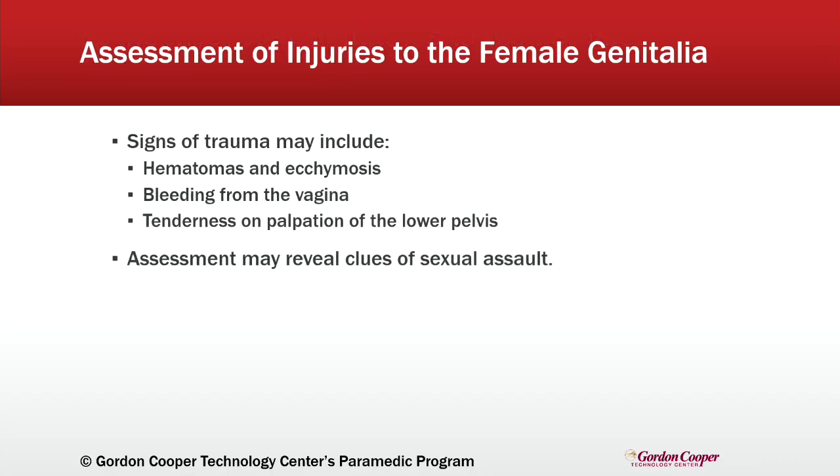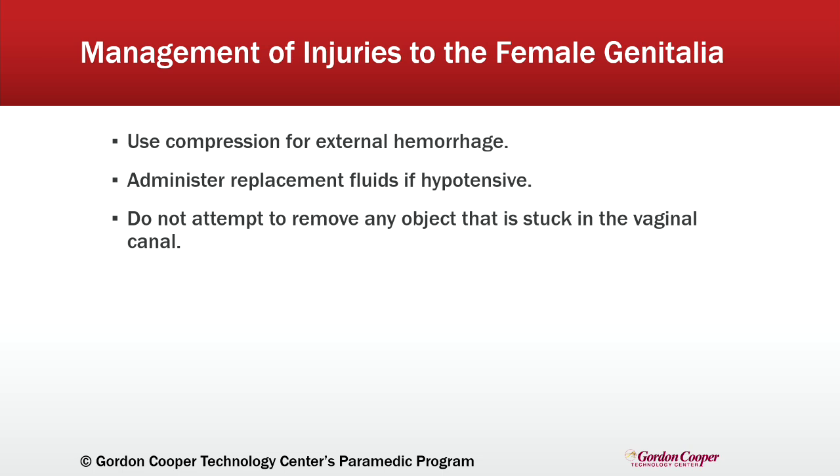Signs of trauma to the external female genitalia and lower pelvic area can include hematomas, bruising, bleeding, and tenderness upon palpation. Your assessment may also reveal clues that may be tied to a potential sexual assault. Use compression to control any external bleeding. Administer replacement fluids to treat hypotensive patients, but use pain medications with extreme caution. Do not attempt to remove any object that is lodged in the vaginal canal. Instead, transport the patient to the hospital for evaluation and treatment.